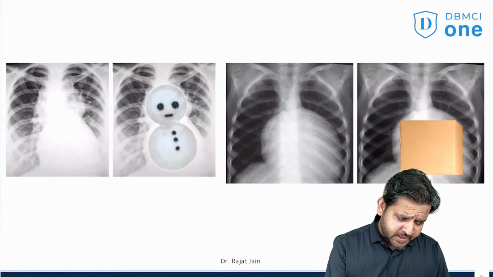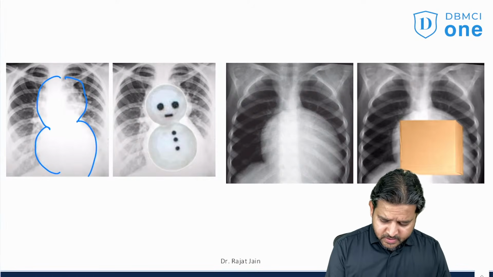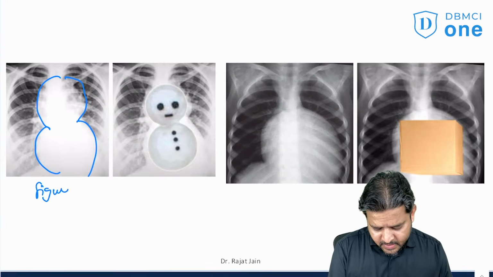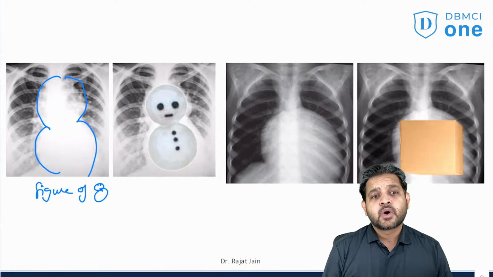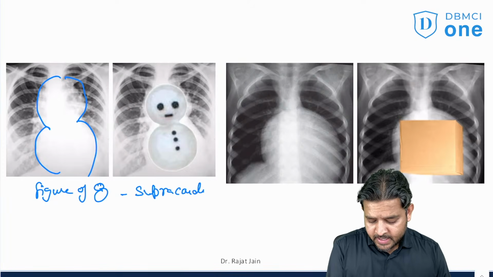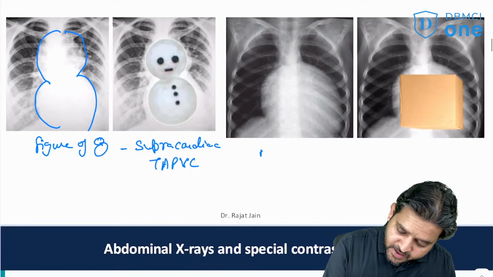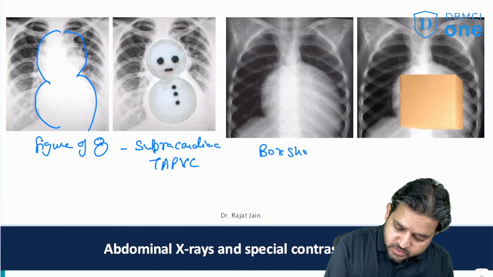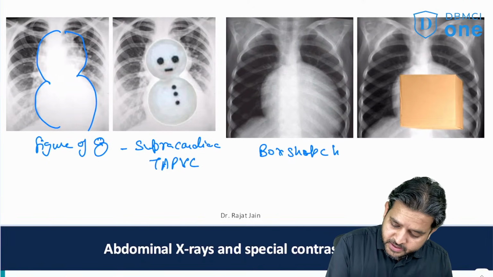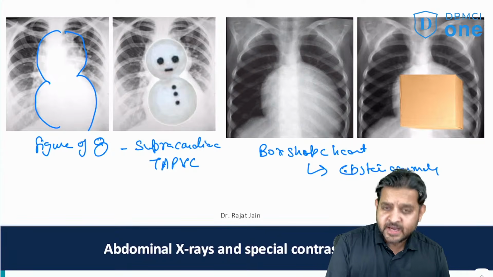And then this is very easy. I hope everybody can easily appreciate what this is called. Now this is called a figure of 8 or snowman shaped heart, which is a feature of supracardiac TAPVC, supracardiac total anomalous pulmonary venous connection. And what is this called? This is called a box shaped heart. And a box shaped heart is a feature of Ebstein anomaly. Right? It's a feature of Ebstein anomaly.